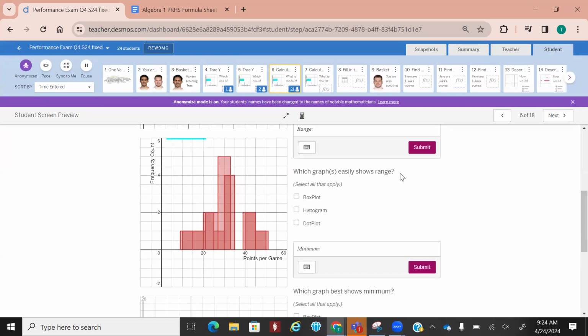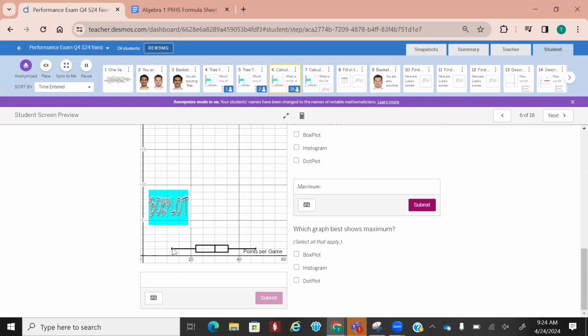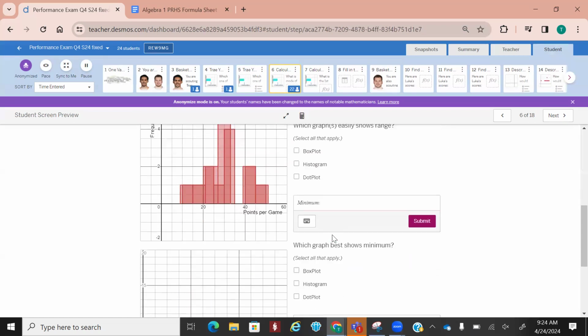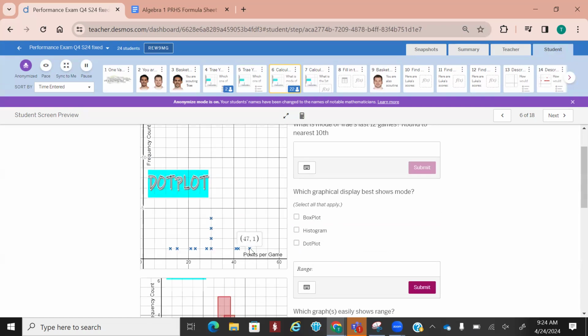Which graph easily shows the range? Box plot, okay. What's your minimum value? So minimum, we can come down here, right? Look right there, or we can look at the dot plot, click on it. So the minimum is going to be 12. And when you calculate that range, you take 47, subtract 12, and that's going to give you 35.